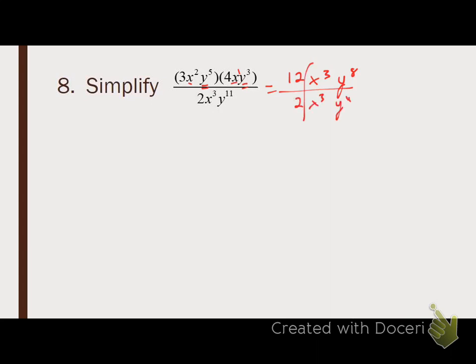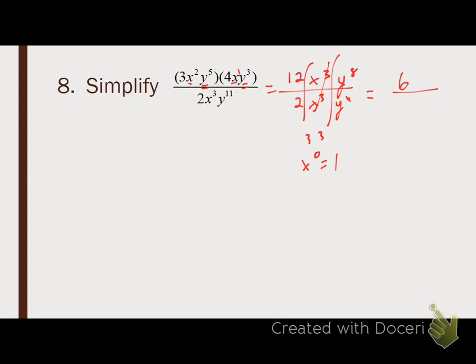We wall off. 12 over 2 reduces to 6 over 1. I don't need the 1 in the denominator. The x's, 3 minus 3 is 0, right? What's anything to the 0 power? It's 1. So these basically divide out. So the x's divide themselves out.